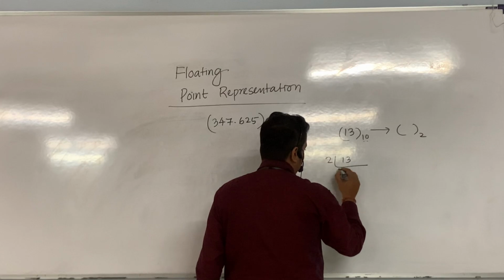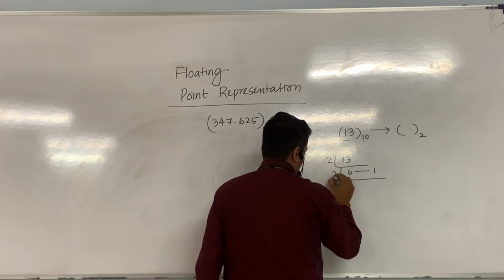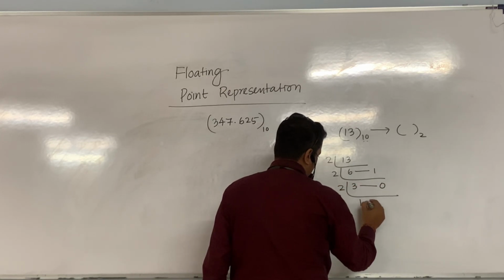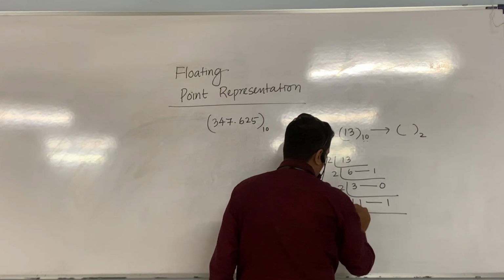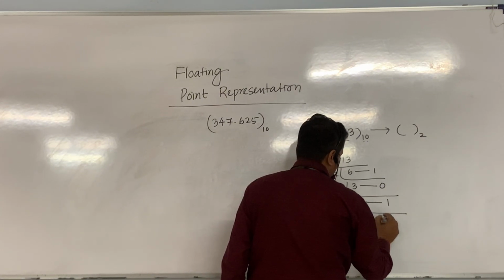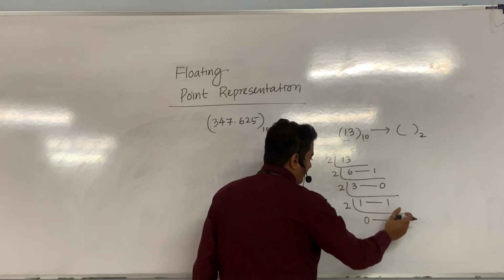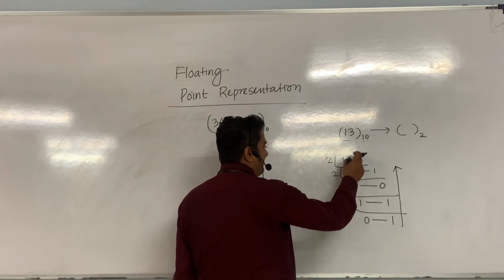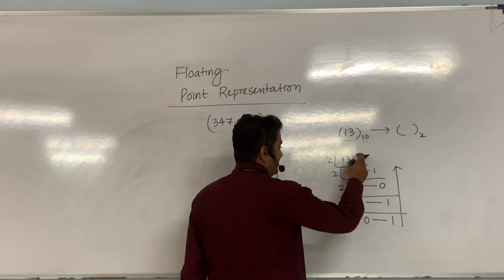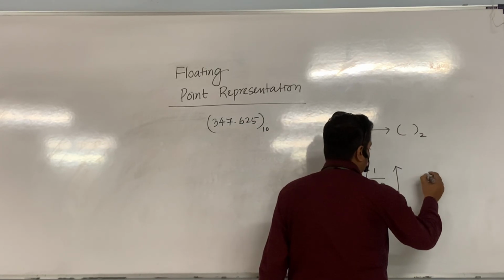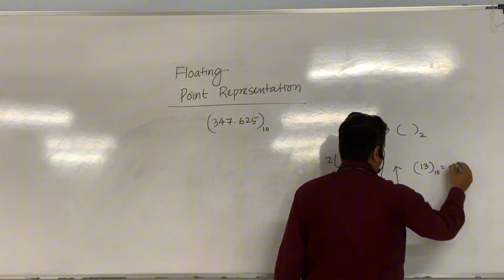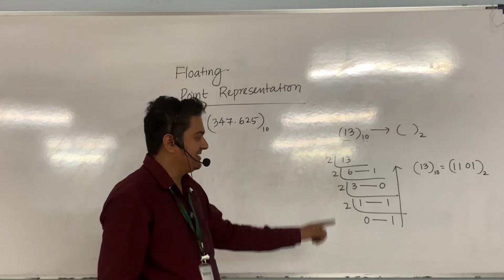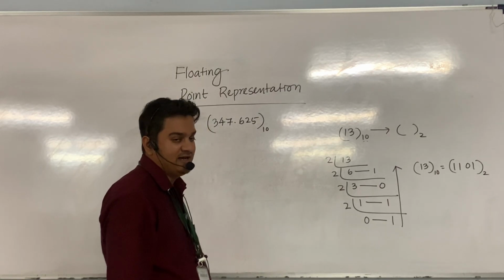2 multiplied by 6 is 12, remainder is 1. 2 multiplied by 3 equals 6, remainder is 0. 2 multiplied by 1 is 2, then remainder is 1. 2 multiplied by 0 is 0 and the remainder is 1. So from the bottom to top you have to move. Like this you represent a decimal number in terms of binary. So 13 base 10 equals 1101 base 2.